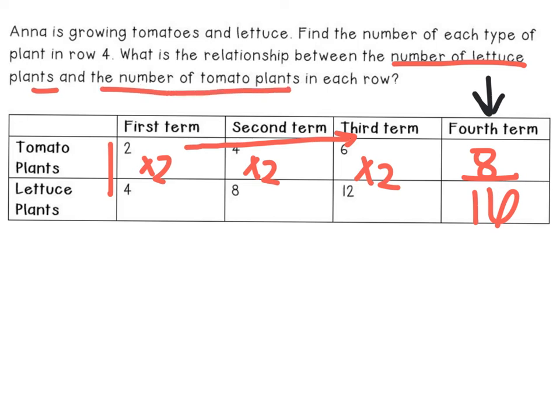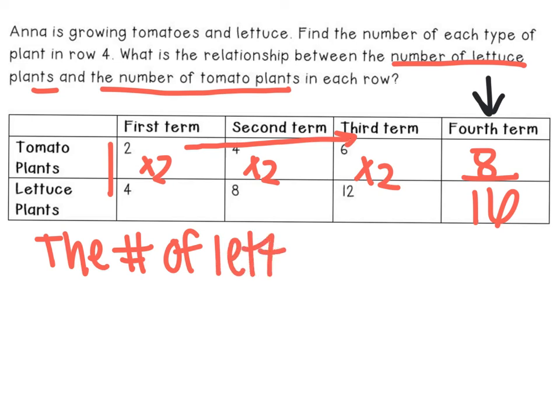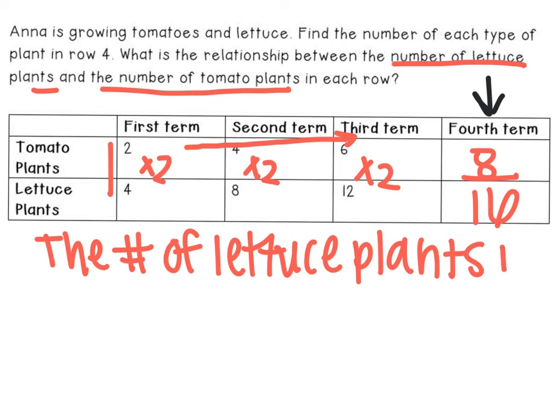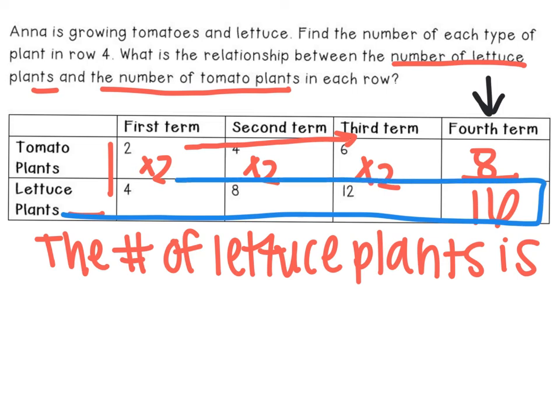So I'm going to pick one to start with. I'm just going to start with lettuce because it's first in the question. So the number of lettuce plants is, okay, now I need to look at my table and figure out what my relationship is. Here's lettuce plants down here in the second row. So my lettuce plants, it looks like I have 4 and then 2. So this top row is 2 times smaller. My bottom row here, I have 8 and 4. Again, it's 2 times smaller.